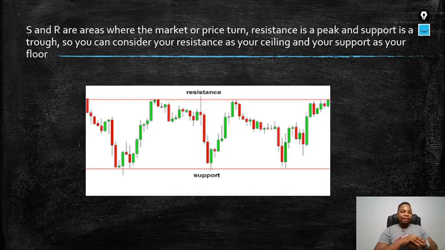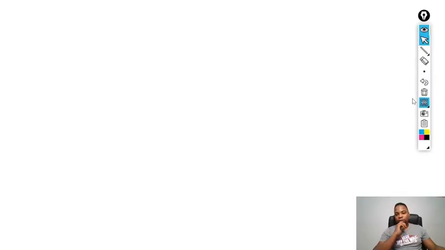S&R are areas where the market price turns. A resistance is the peak and support is a trough. So you can consider your resistance as the ceiling and your support as a floor. So let me now go to a demonstration so that you guys see what it is that I'm talking about.